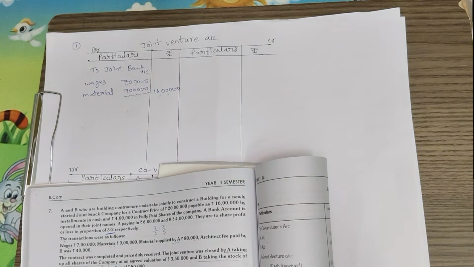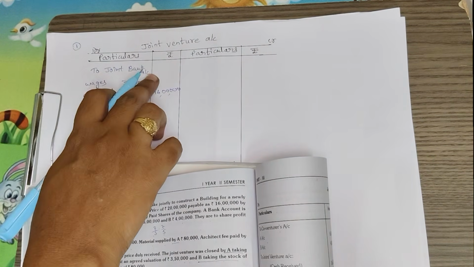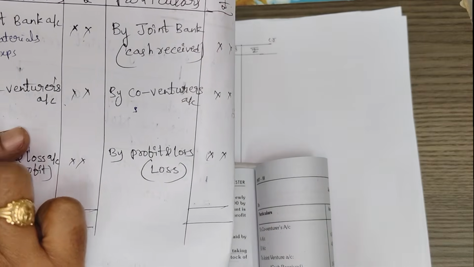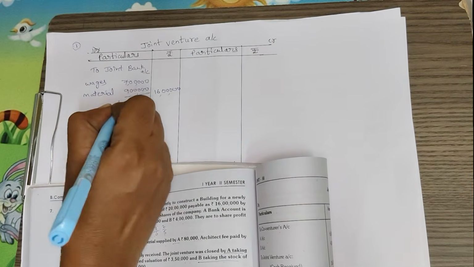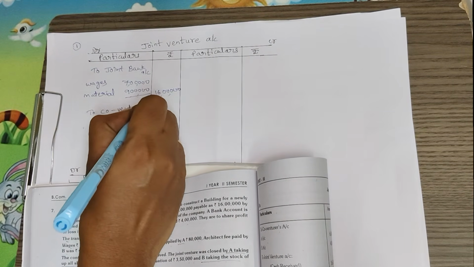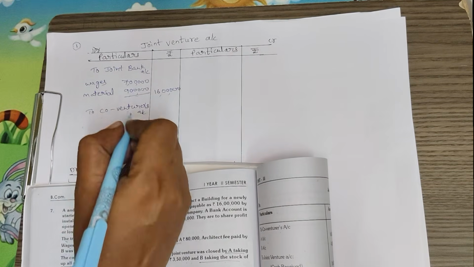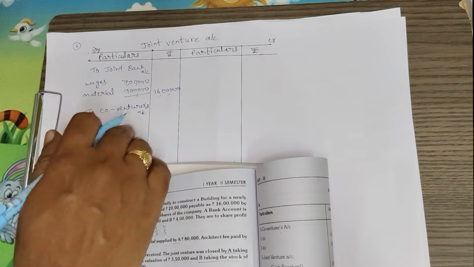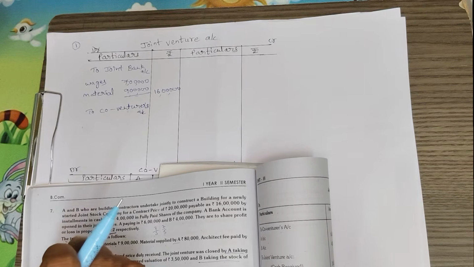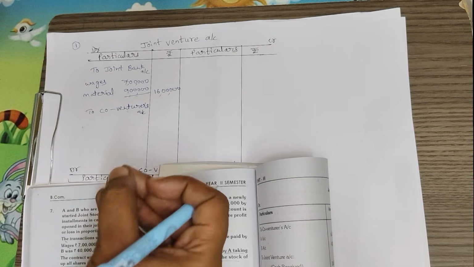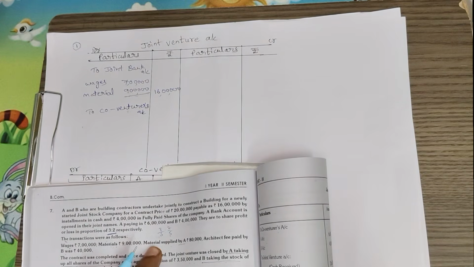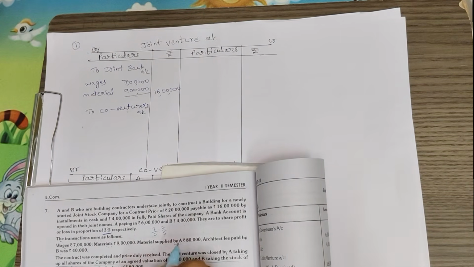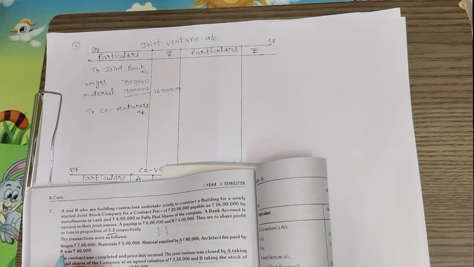After writing the joint bank account, what is the next one? Here we have the co-venturers account. In the format we have co-venturers account. What we should write under co-venturers account? If the expenditure is paid by a co-venturer, that expenditure you need to write under the co-venturers account. So here we have materials supplied by A, who is a co-venturer. Architect's fees paid by B, who is a co-venturer.